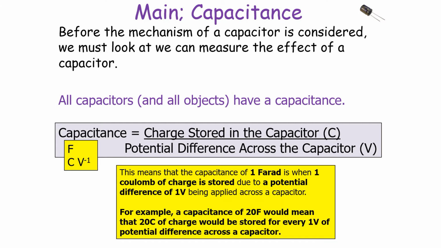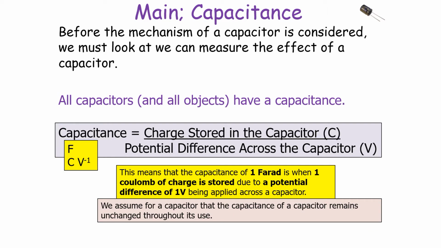So for example, a capacitance of 20 farads will mean that 20 coulombs of charge will be stored for every 1 volt of potential difference placed across a capacitor. A capacitance of 40 farads will mean that you have 40 coulombs of charge stored for every 1 volt of potential difference across the capacitor.